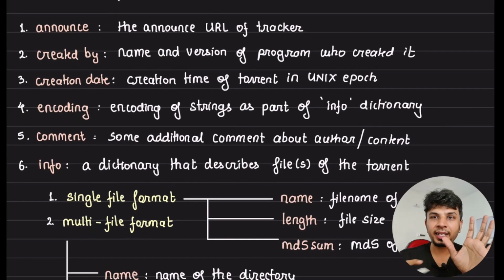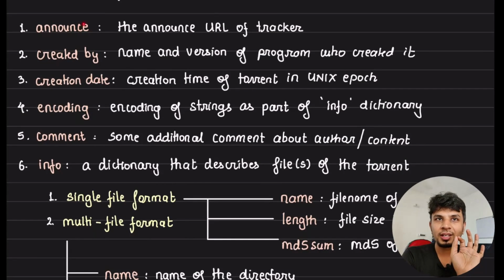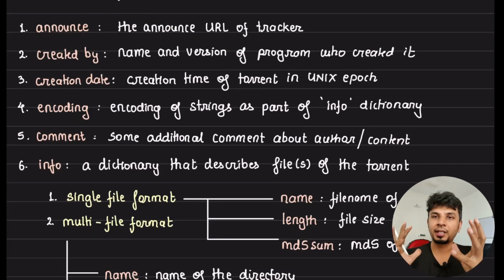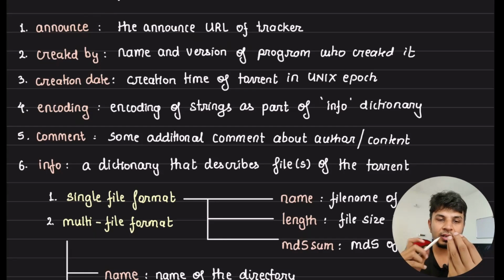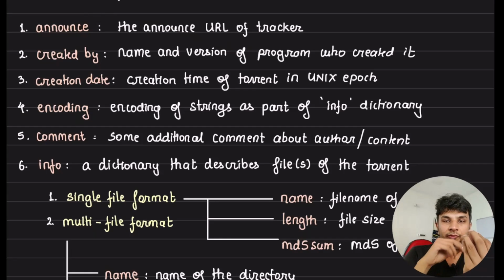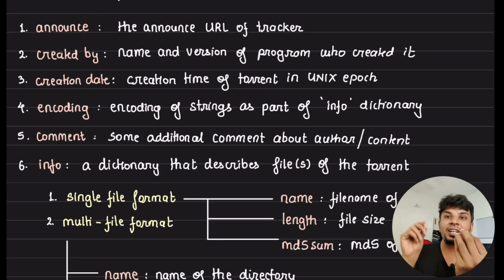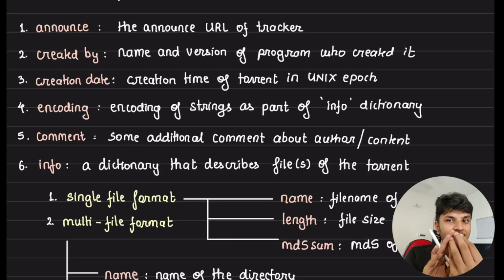The most critical thing it holds is called announce. Announce is the announced URL of a tracker. Remember, the torrent network is not a pure P2P network. There is a central entity called a tracker which keeps track of which peers have what kind of data. Right? It holds that information.